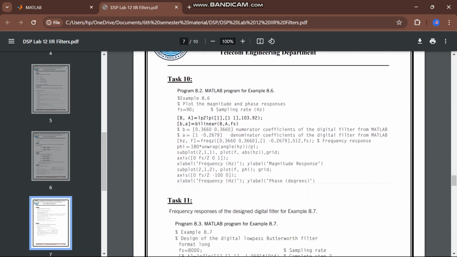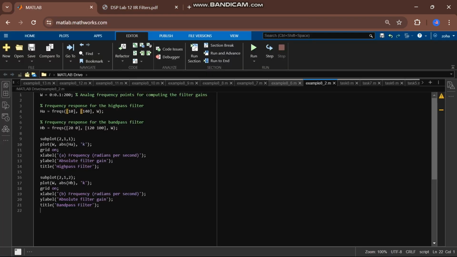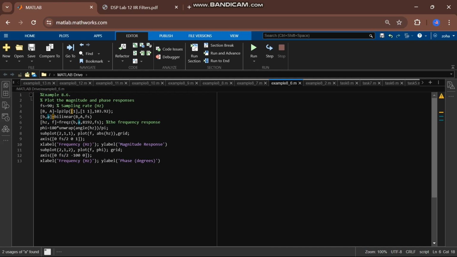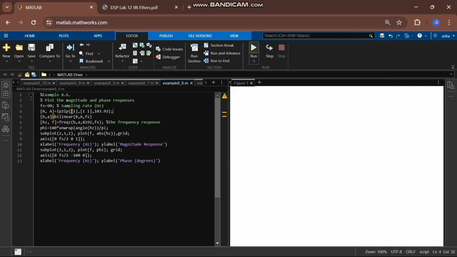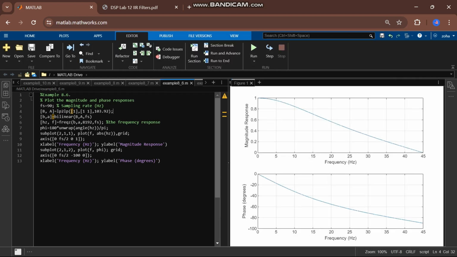For the next task, we have to perform example 8.6 from our textbook. Here we have a sampling frequency of 90 Hz and we have to perform the low pass to low pass prototyping, and we have to apply the bilinear transformation on this, and the freqz function is used to produce the frequency response of the given filter. This is the magnitude response of the low pass filter.